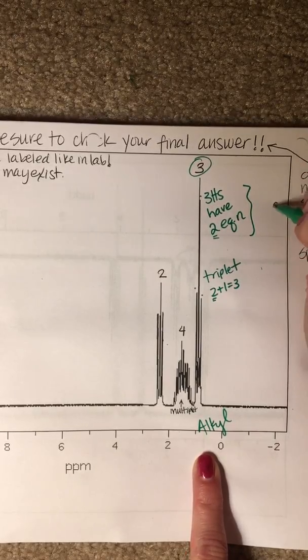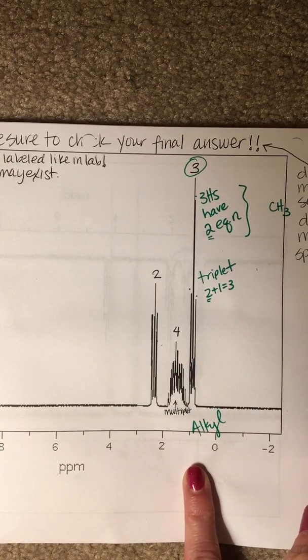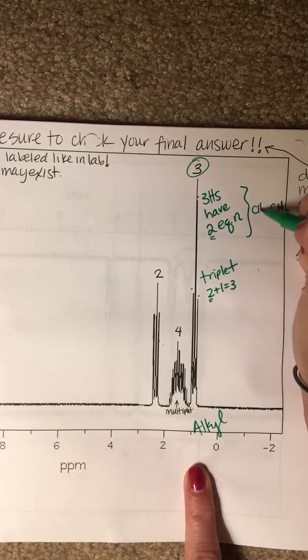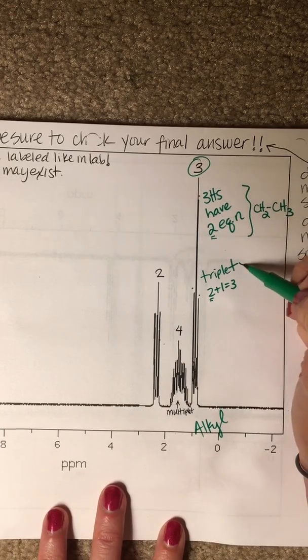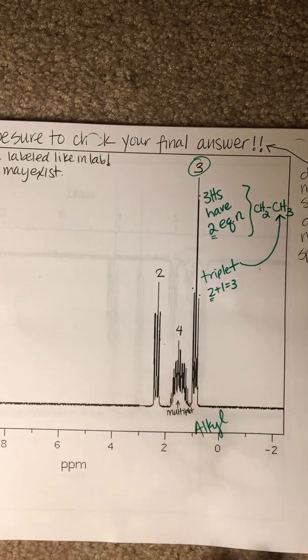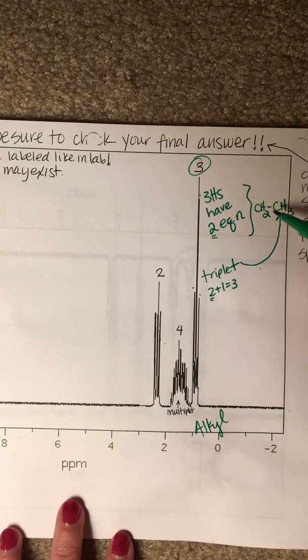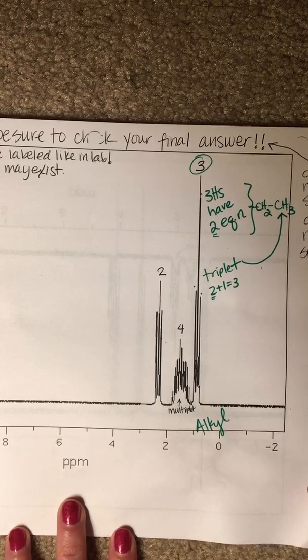Well, 3 hydrogens is a methyl group. And if we want them to have 2 equivalent neighbors, that would be a CH2 group that we're looking at right there. So this triplet would be for these guys right there with their two equivalent neighbors. Okay, so we've got another piece of the puzzle. And then we've got to figure out what's attached right there to that carbon. We don't know yet, but that's not a problem. We're not done analyzing.